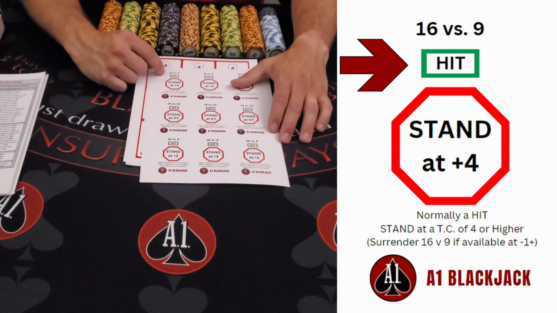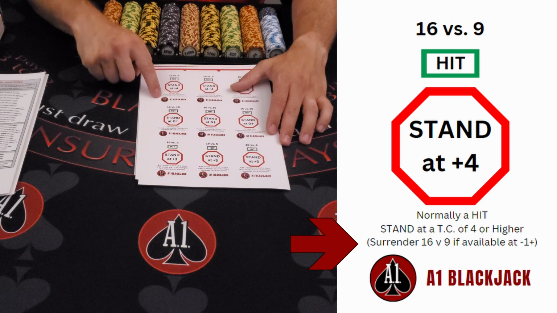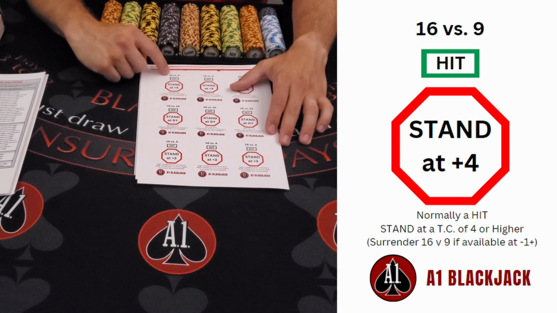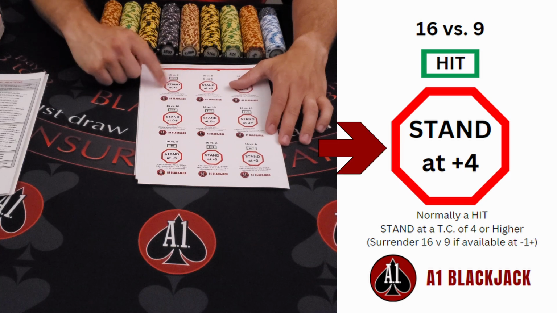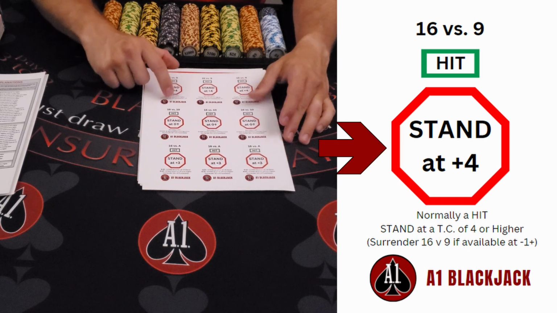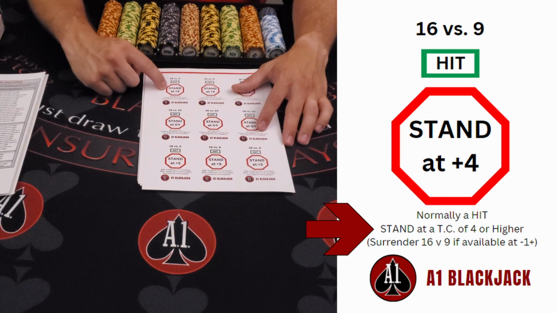Now this is, of course, if surrender is not available to you. It says at the bottom you should surrender if possible. But 16 versus a 9 is normally a hit. However, the middle, the big decision here, is the deviation. So I would read this as 16 versus 9 is normally a hit. You deviate by standing at a true count of +4 or higher.